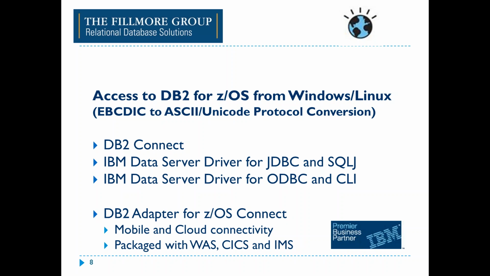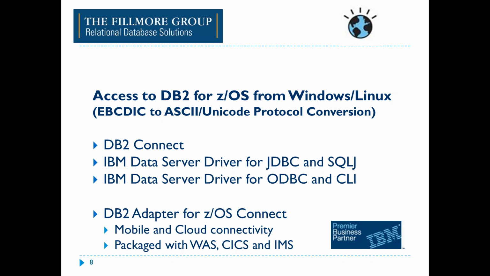And the primary function, not the only function, this is an oversimplification, but the primary function of things like DB2 Connect and the data server drivers that you see on the screen is to do EBCDIC to ASCII or Unicode protocol conversion. Data is encoded on the mainframe using, again, in DB2 for z/OS, primarily, although not exclusively, EBCDIC. So I need a way to translate that data and get it into another format. I can use DB2 Connect, or I could use either of the other two products that you see there: the data server driver for JDBC and SQLJ, or the data server driver for ODBC and CLI.